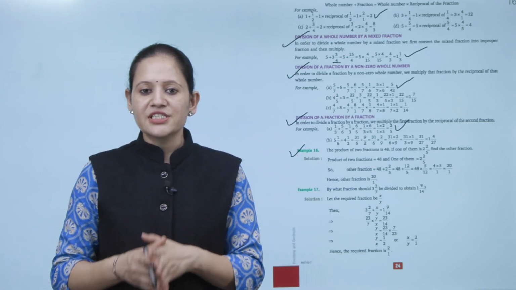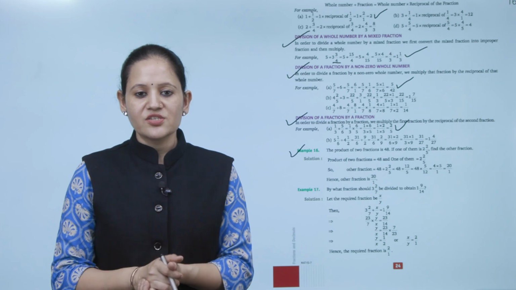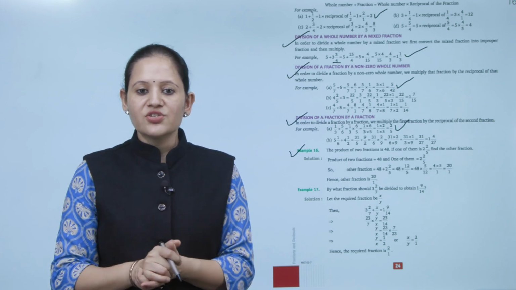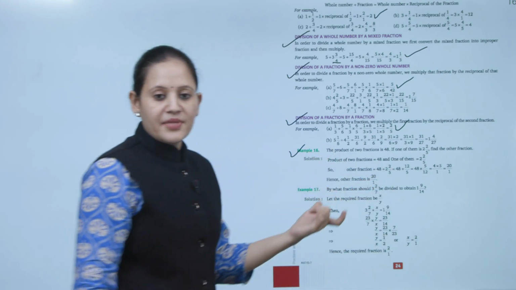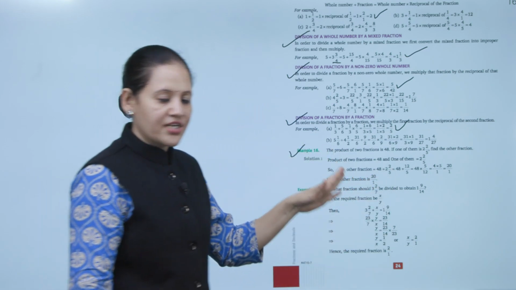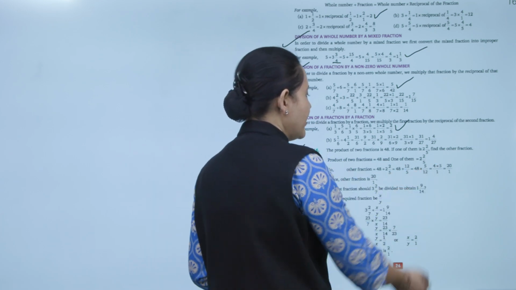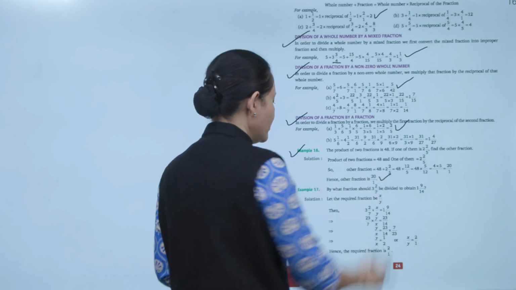The product of two fractions is 48. If one of them is 2 by 5, find the other fraction. So the product of the fractions is 48, one of them is 2 by 5. So the other fraction is 48 divided by 2 by 5. It is a mixed fraction, we will change it into improper. 48 divided by 12 by 5. So that is equal to 48 into 5 by 12. That is equal to 20. So what will the other fraction be? 20 upon 1.